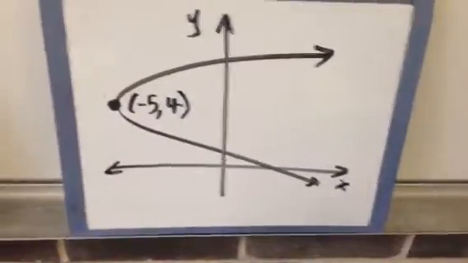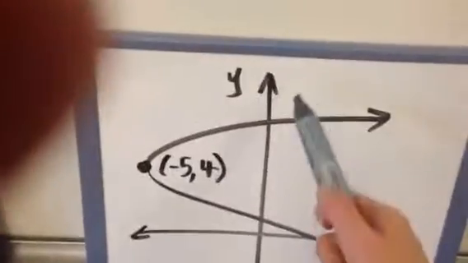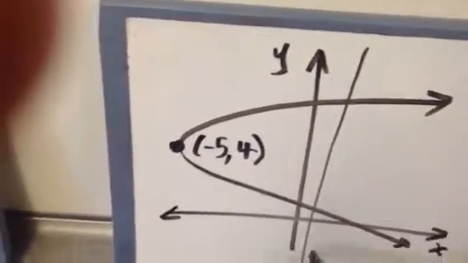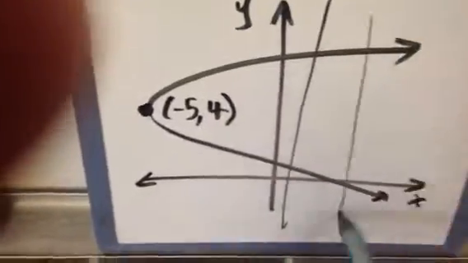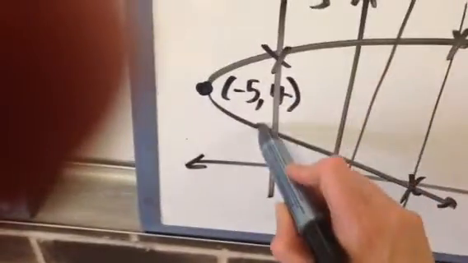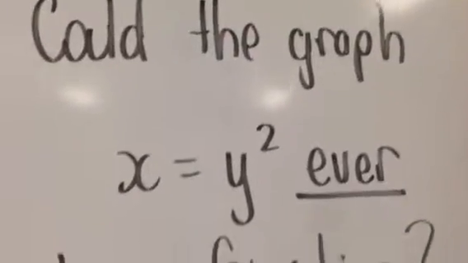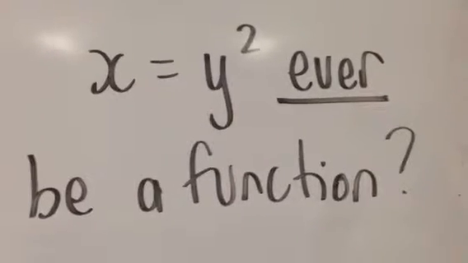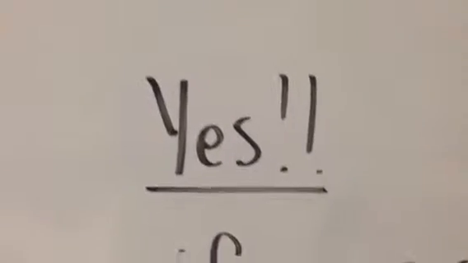Now this graph here is not actually a function, is it? Because if I do the vertical line test, oops, that wasn't very vertical, was it? Vertical line test, it cuts in more than one place. So it begs the question, could the graph x equals y squared ever be a function? And the answer is, yes, it could.